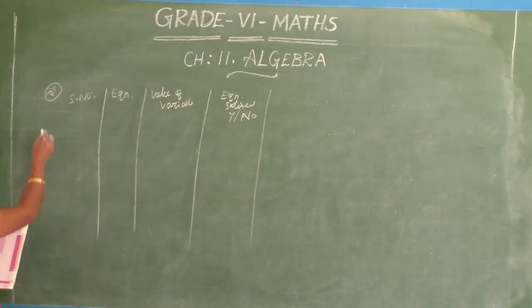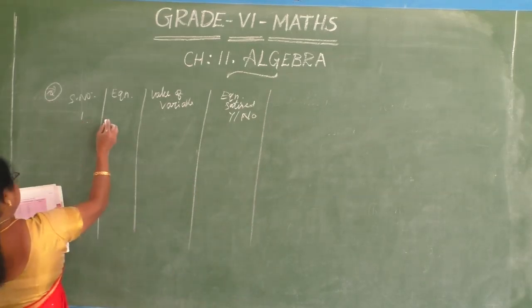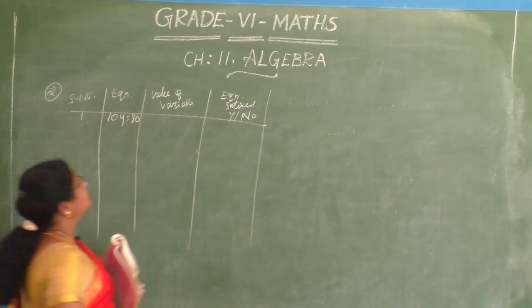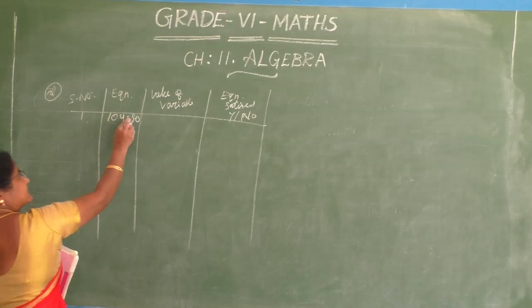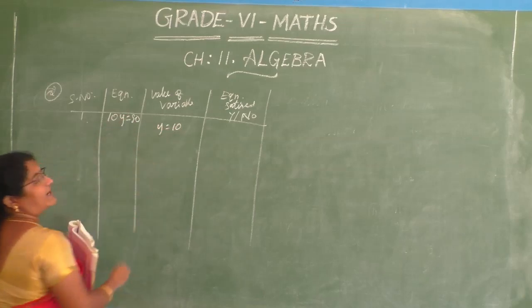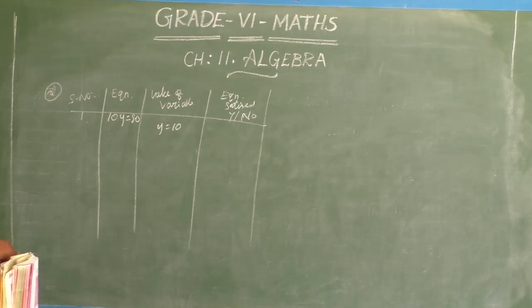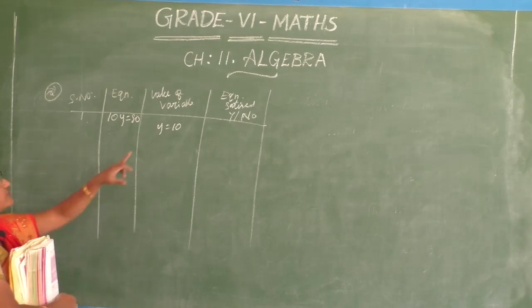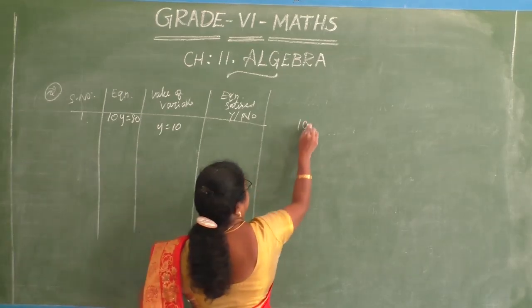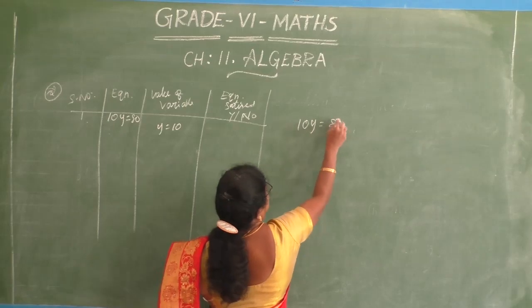First one, 10y equal to 80. This is the equation. y equal to 10, the value of the variable y is 10. Is this equation satisfied or not? So, you substitute the value of y in this 10y equal to 80 that they have given.